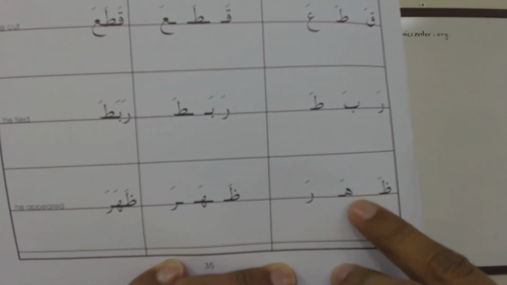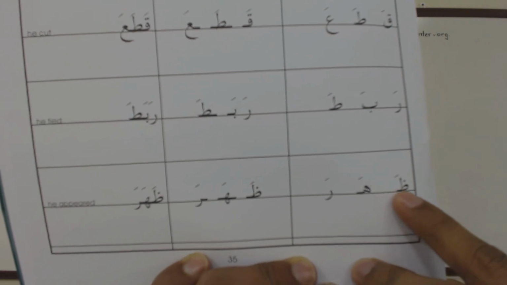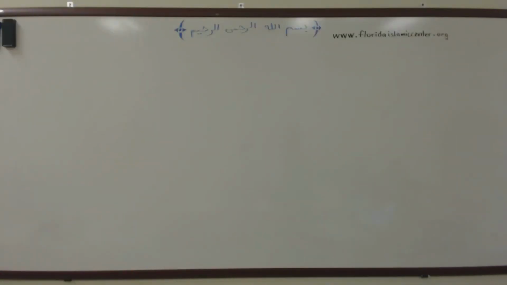Again. Dhahara. Very good. Dha is a round letter. Is ha a round letter? No. Dhahara, which means to appear. Let's turn the page to page 36 now. We're on page 36.